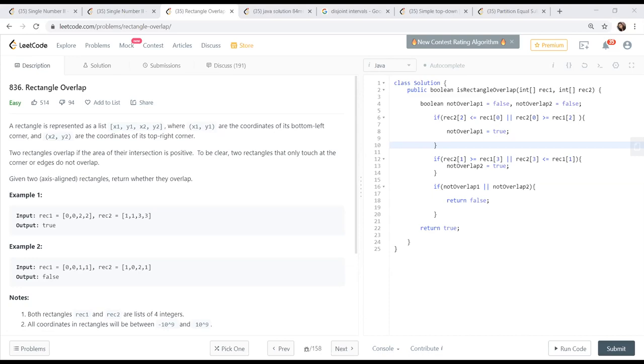Let me share. Okay. Can you see the whiteboard? Yeah. Okay. So we have a rectangle. Sorry, yeah. I'm bad at this.